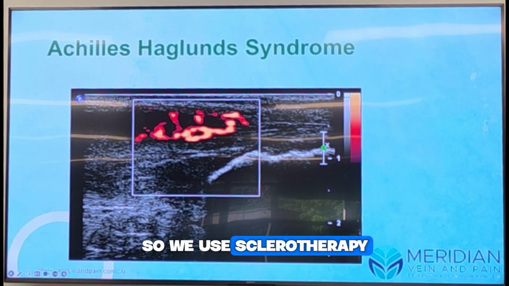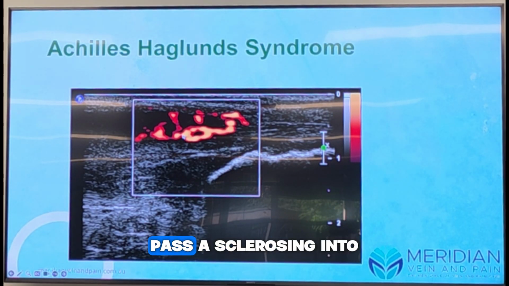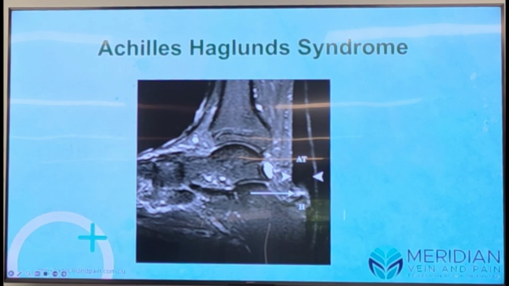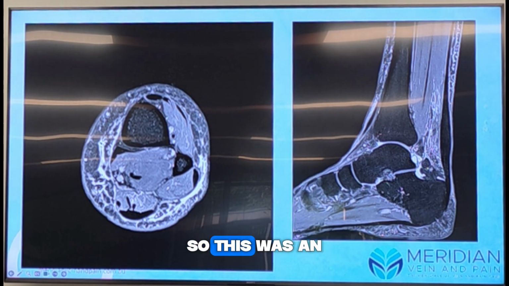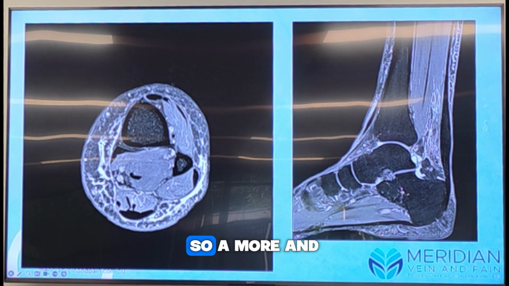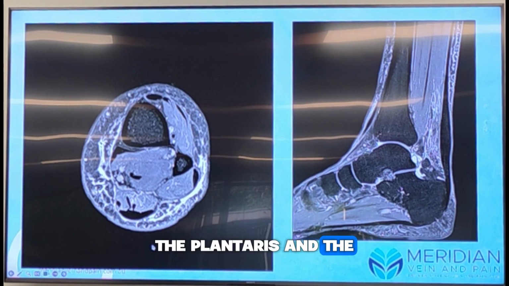So we use sclerotherapy for these areas. We actually, under ultrasound guidance, pass sclerosant into these and then close them off. So I'm going to run through here. Okay, so this was an interesting case. More and more an area of interest that I've started seeing, certainly on MRI, is how you can get impingement between the plantaris and the Achilles tendon.